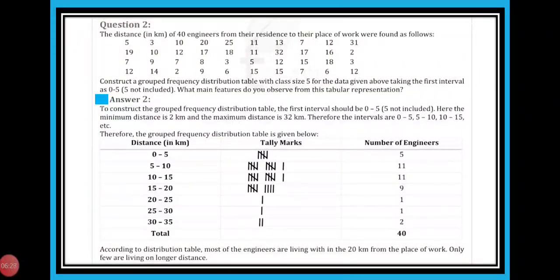Yes, the frequency total is coming as 40, and the number of engineers is given as 40. Now for tally marks, when we are preparing, we have to prepare groups of 5 lines.